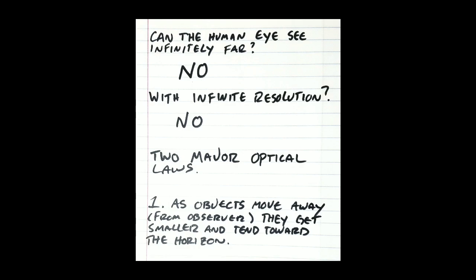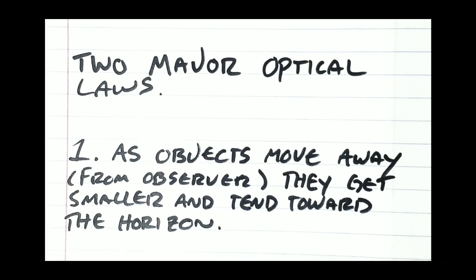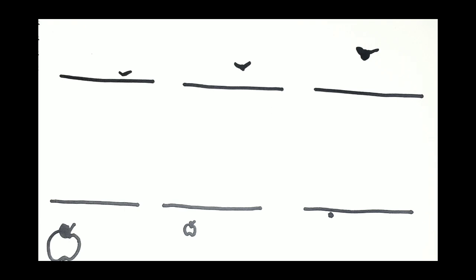So here's number one. Two major optical laws. Number one, as objects move away from the observer, they get smaller and tend towards the horizon. And the opposite of that is true. If an object is coming towards an observer, it gets bigger and it goes away from the horizon. Just two pictures illustrating this idea, like a bird flying at you. A bird in the distance is going to be low and small, so low in the horizon, small. As it flies towards you, it gets larger and farther away from the horizon because it starts to be above your head.